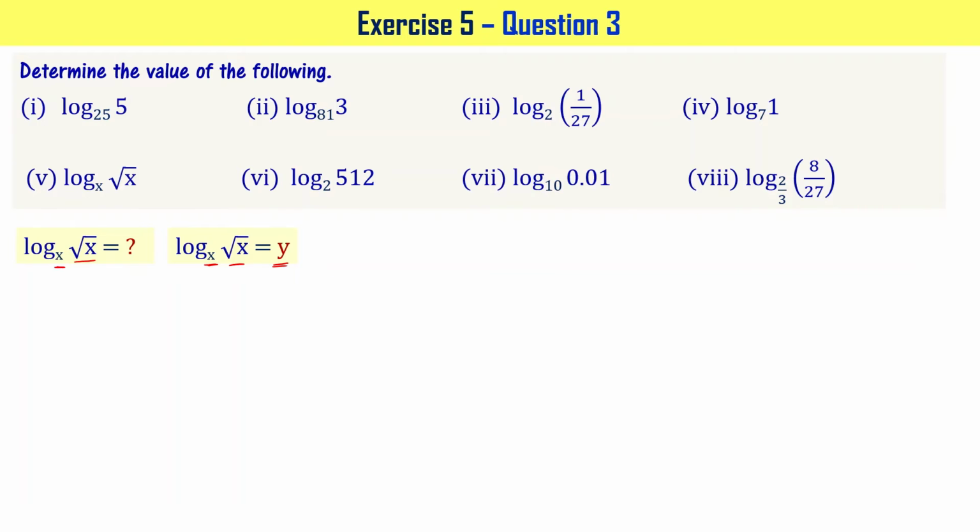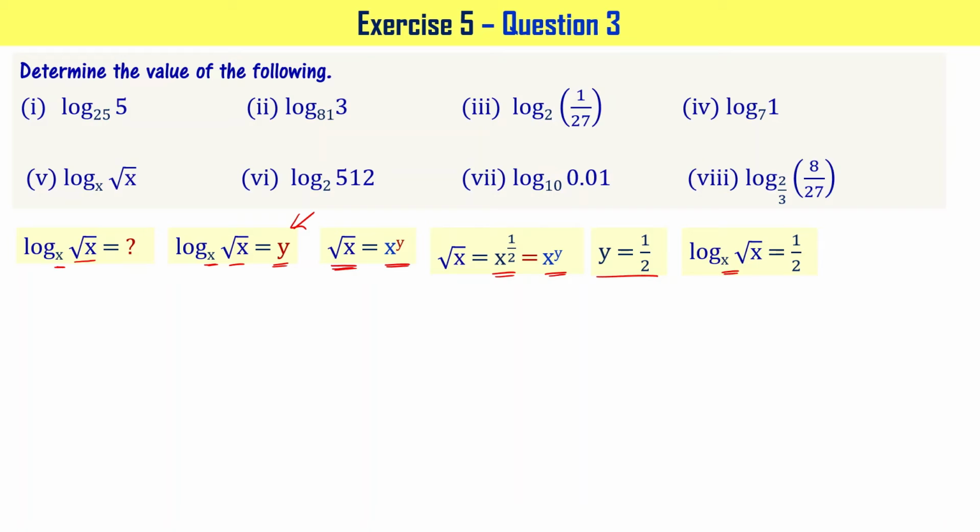Let me write now this one in the exponential form. When I do that, square root of x is going to be equal to x power y, right? I can write square root of x as x power half, that is equal to x power y. It means y is going to be equal to half. So let's substitute that here so that I can write log of square root of x to the base x equals half. Got it?